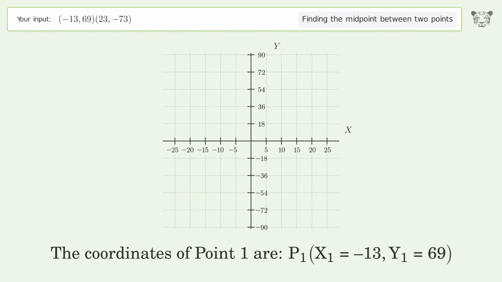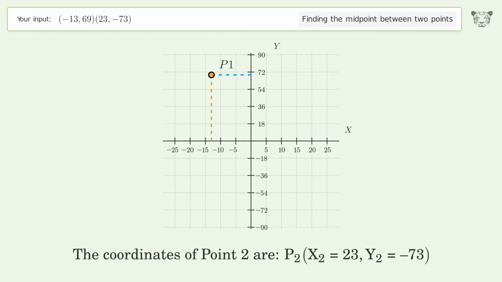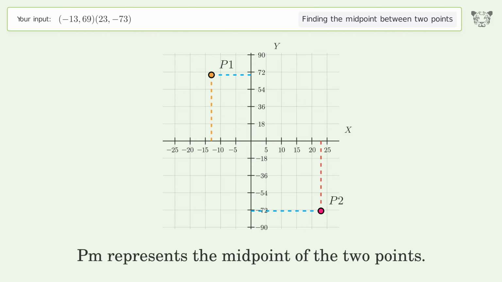The coordinates of point 1 are, x1 equals -13, y1 equals 69. The coordinates of point 2 are, x2 equals 23, y2 equals -73. PM represents the midpoint of the 2 points.